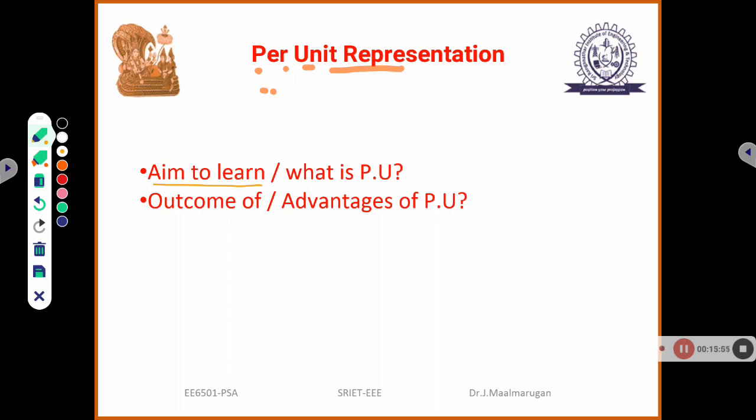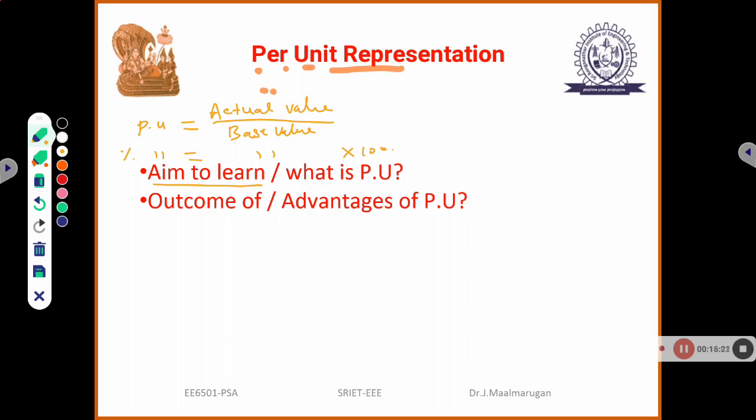So the per unit is nothing but actual value divided by base value. In case of percentage, the per unit value is multiplied by 100.